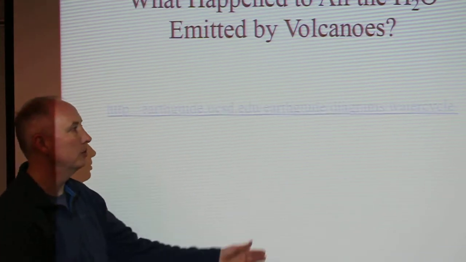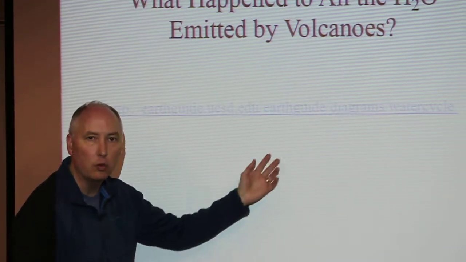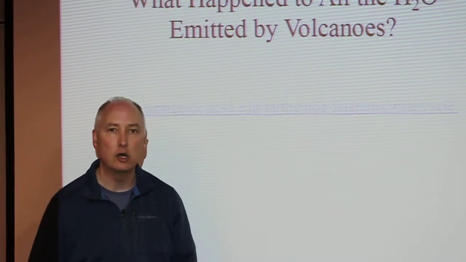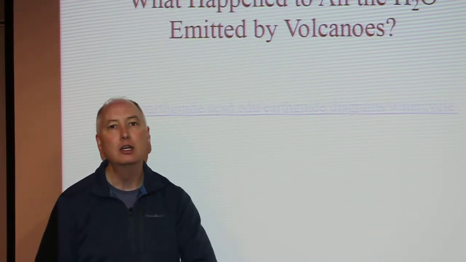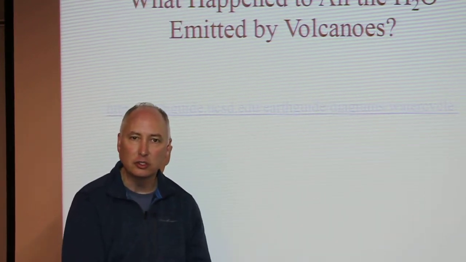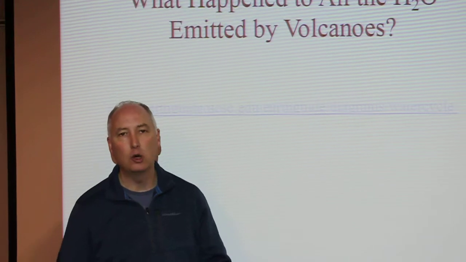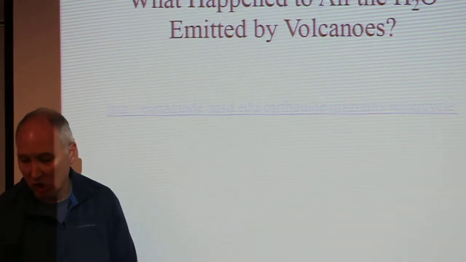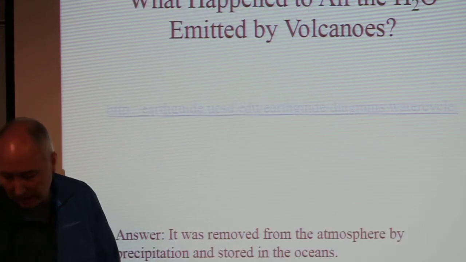Well, you know from high school or even elementary school, the water cycle. Where does the water cycle begin and end? It begins and ends with the ocean. Evaporation from the ocean, transport to the atmosphere, precipitation brings it back down to the surface, stream flow, runoff, and eventually it ends up back in the ocean. The ocean is where the water has gone on our planet.